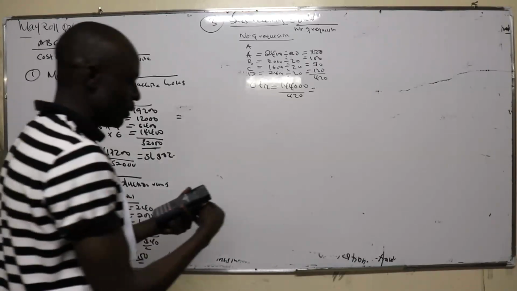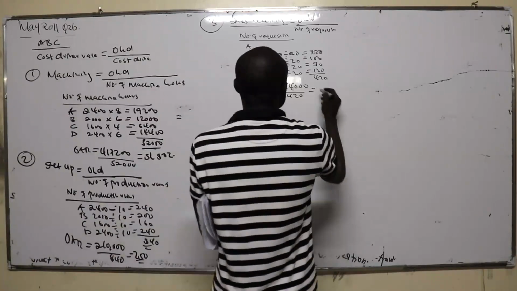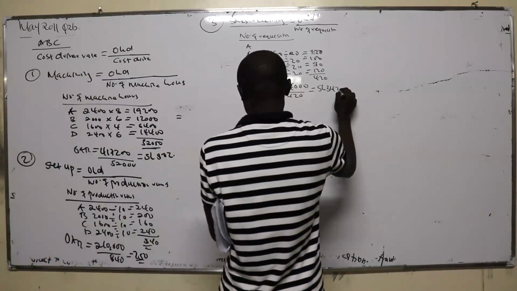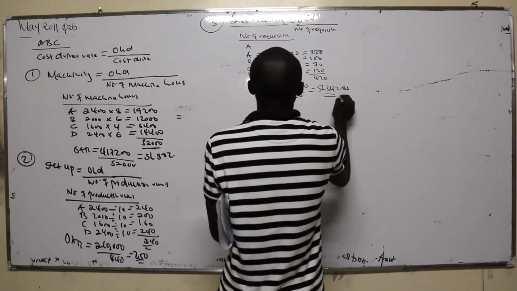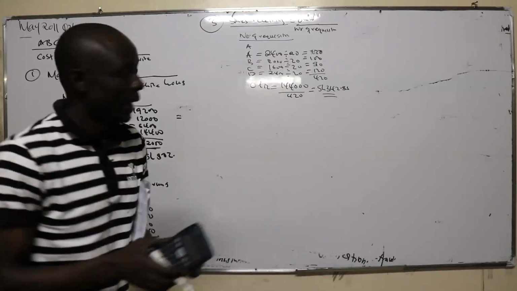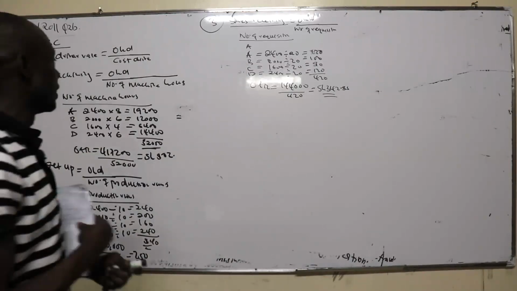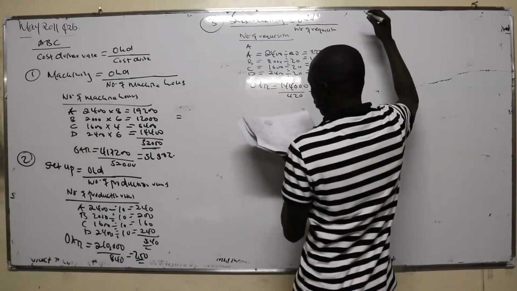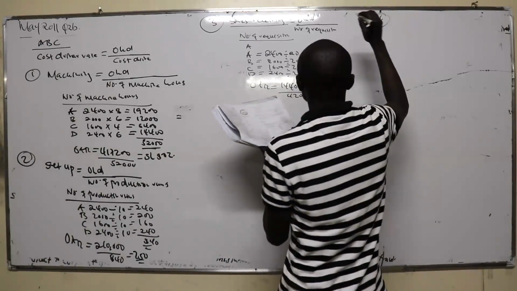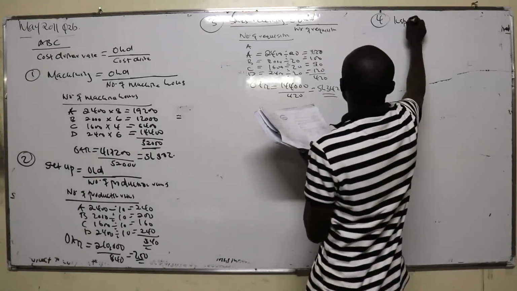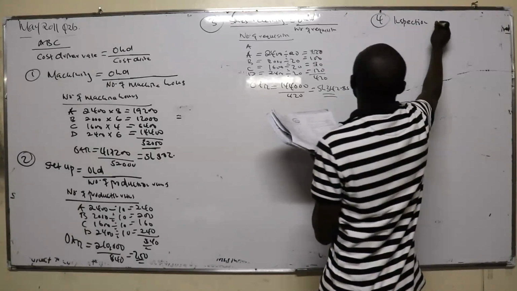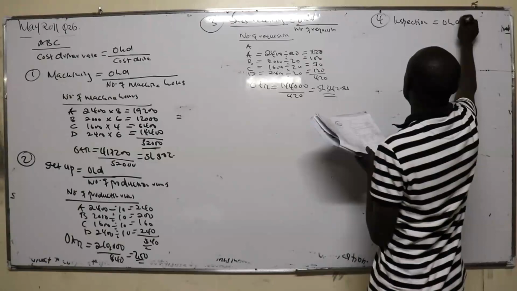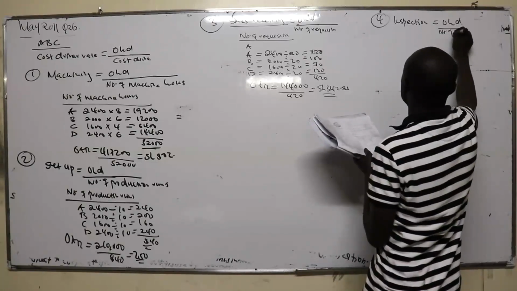So that is going to be 342.85 shillings per requisition. The next activity after that is number 4 here. We're going to do what we call inspection, which is going to be overhead over the number of production runs.